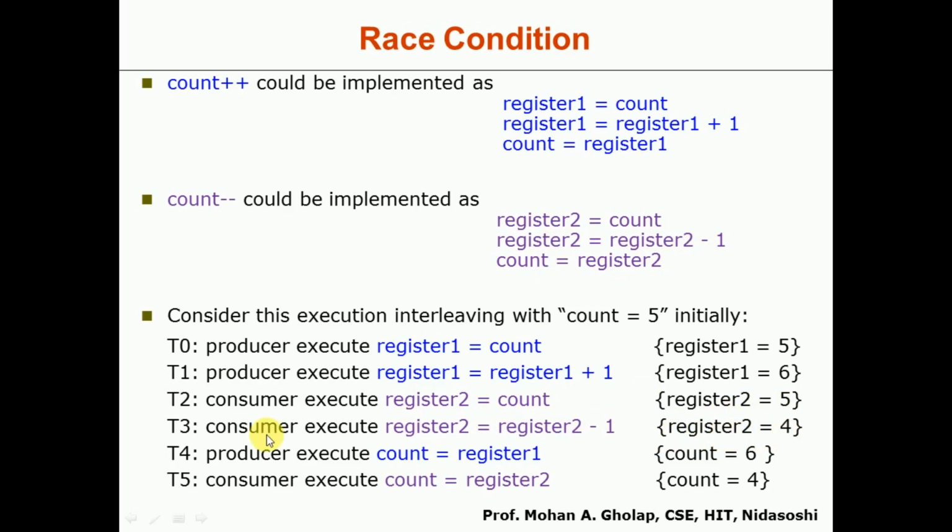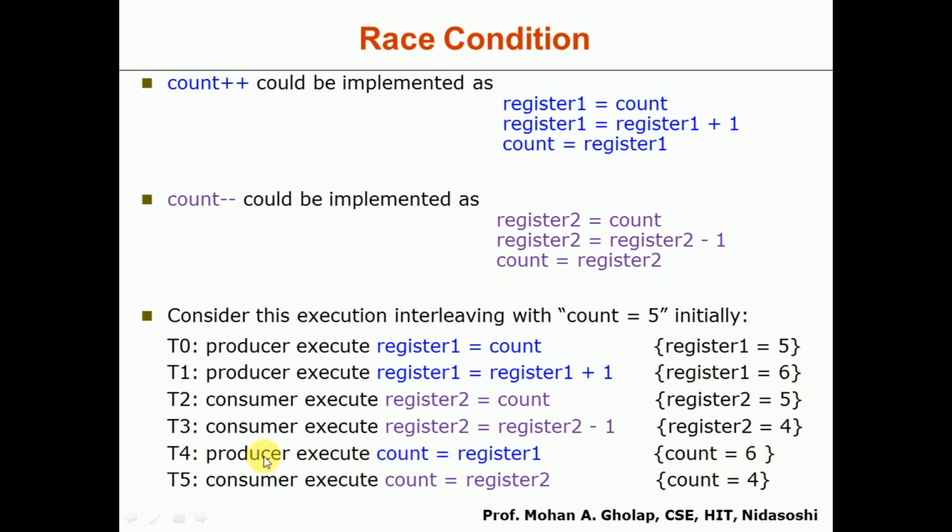After this, let us consider at time t4, the producer executes the last line of its set, that is count equal to register 1. What happens here? What is the content of register 1? Register 1 content is 6. So the 6 will be assigned to count, and count will become 6.